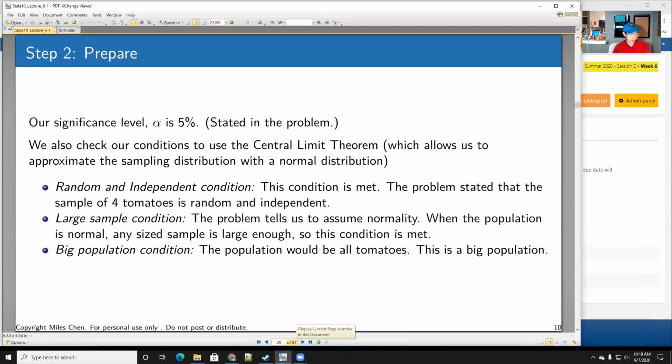If we assume normality, then even though there are only 4 observations in our sample, any sample is large enough. Now, if our sample was not normal, we would have problems because a sample size of 4 is not going to be big enough. If your sample is not normal, the rule of thumb is a sample of around 25 should be big enough. The population should be all bags of tomatoes, and I have to assume there are more than 10 times 4, so more than 40 bags of tomatoes, and that's a reasonable conclusion because there would be a lot of tomatoes out there.